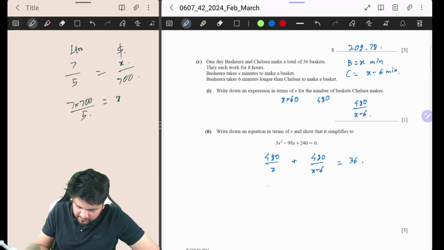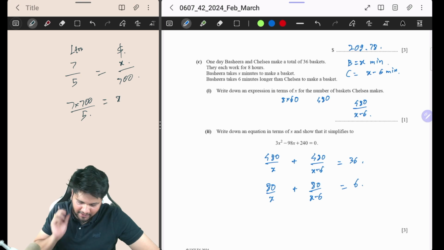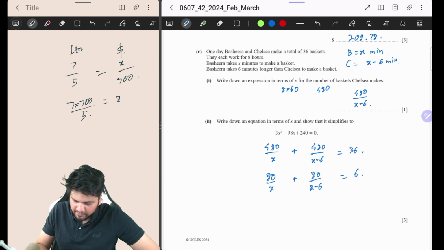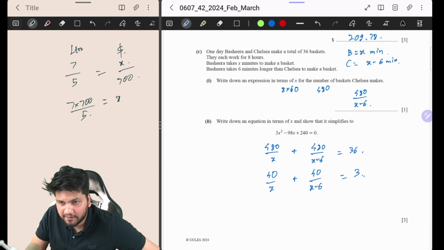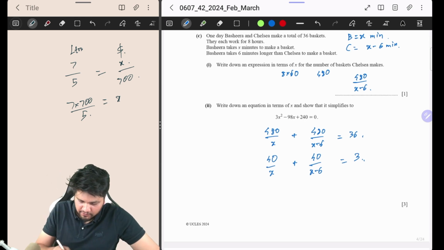So it's going to be what? It's going to be 80 by X plus 80 by X minus 6 is equal to 6. In fact, we can further also simplify that. Maybe we can divide by 2. So this will be 40 by X, this would be 40 by X minus 6, and this is going to be 3. So basically we are dividing it by 12. Yeah, that makes better sense.